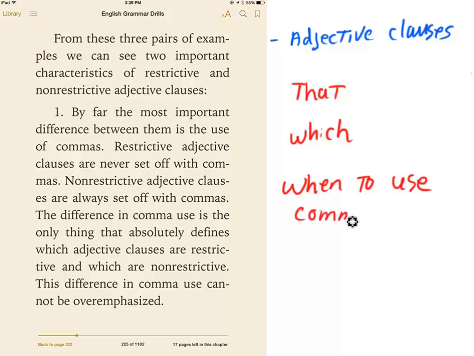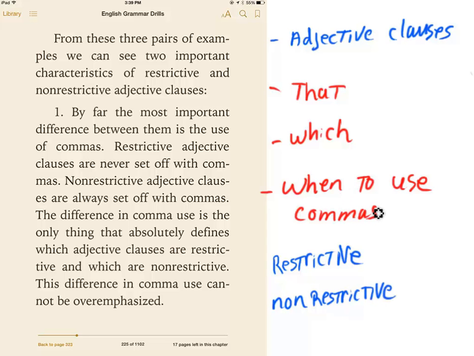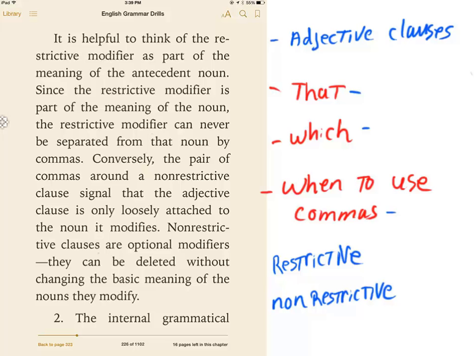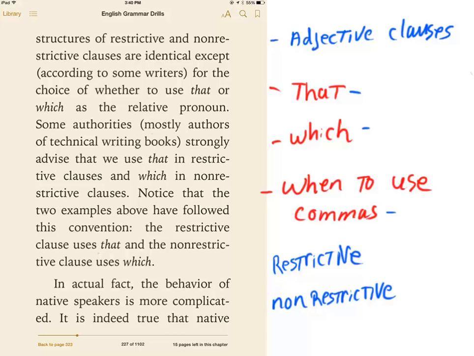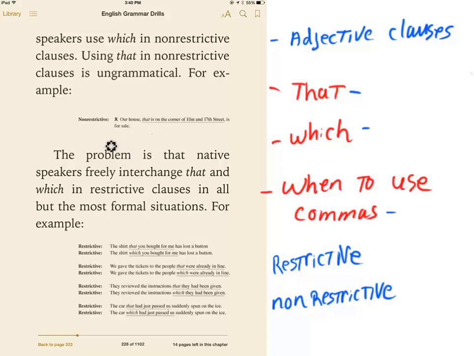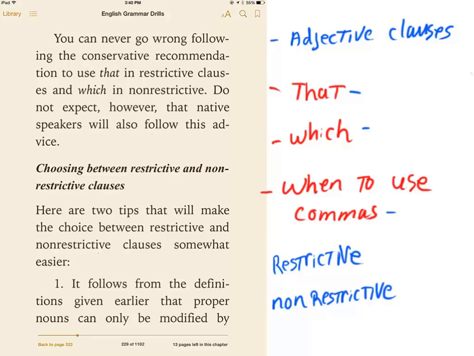Okay, so as I walk through these examples with you in the exercises, we're going to be discussing these things. Which ones are restrictive? What makes them restrictive? And whether or not they are non-restrictive. And when I use commas and when I use that or which, okay? All right, so let's go ahead. And you can read these. You can read those things if you want, about how native speakers interchange them and all that kind of stuff. But I'm just going to walk you through some examples here.